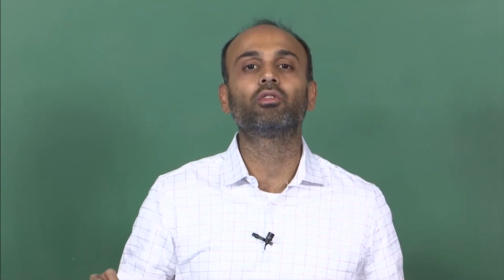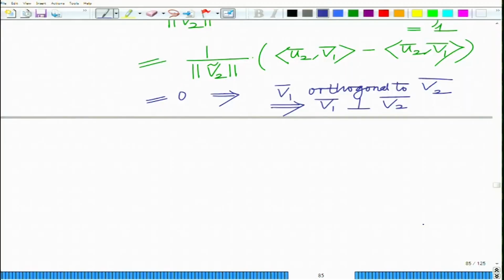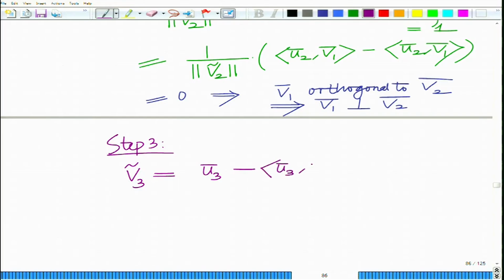Okay. And so basically now we have created V1 bar, V2 bar. So at every step we are creating a set of orthonormal vectors. Now at step 3 you can clearly see how we can generate V3 tilde equals U3 bar minus, remove the projection of U3 bar on V1 bar, minus remove the projection of U3 bar on V2 bar.